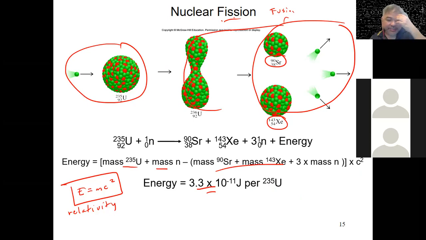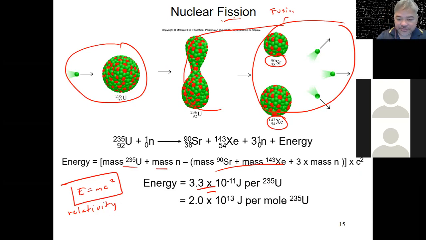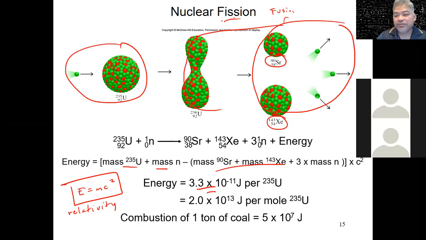10 to the negative 11 joules from a uranium-235. Or it will generate around 10 to the 13 joules per mole of uranium-235. And that's much, much bigger than the energy you can get from 1 ton of coal. That's the basis for using nuclear energy as a source of energy.